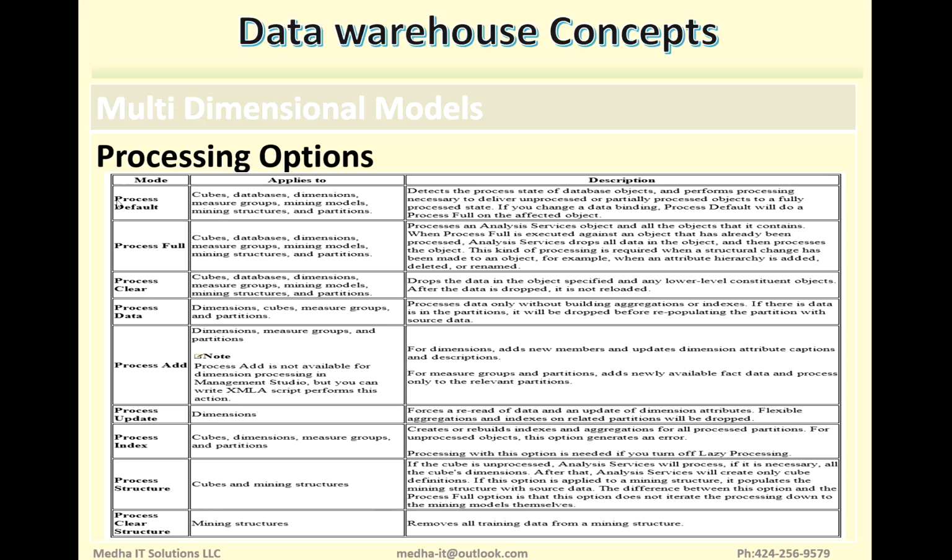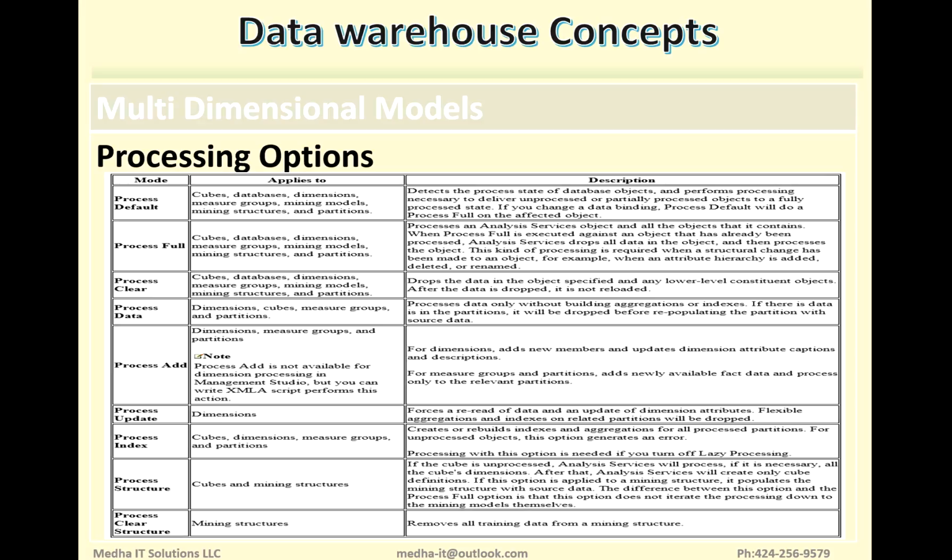So, those are processing options. Most of the time we go with process default, because we let Analysis Services decide what is the best processing option for that instance. If the cube dimension was already processed, Analysis Services picks process update. If the cube was never processed and this is the first time we are processing, Analysis Services picks process full.